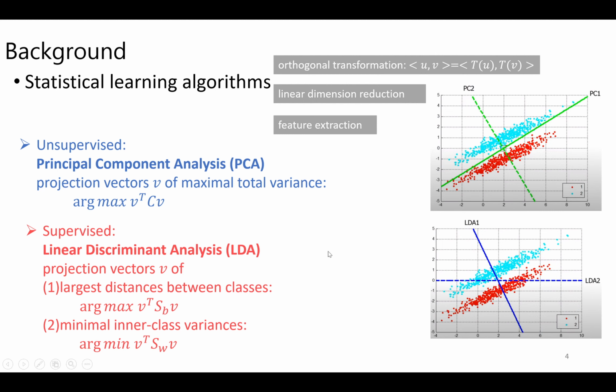The second one is supervised learning method, linear discriminant analysis (LDA). It has two objectives. First one is the largest distance between classes, and the second one, minimal linear inner class variances. As shown in this picture, LDA1 is our target direction because inside each class, the data projections are most centralized respectively, and the distance between the means of two classes is maximal. So LDA1 satisfies these two objectives, which is the target direction.